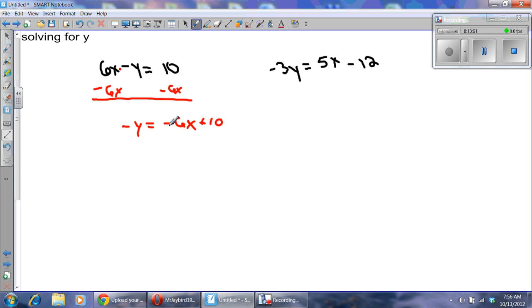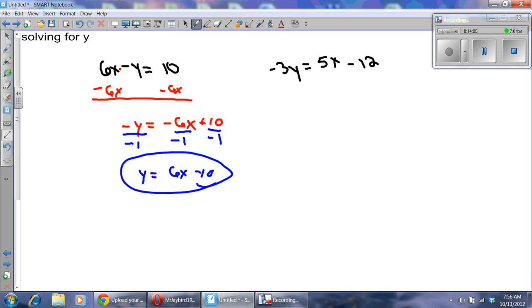Negative, positive. All right, and then I divide by negative 1. Y equals 6x minus 10, and I'm good to go. All right, this one's a little bit less work. The y's almost alone. I'll divide by negative 3 in all 3 places. And when I do that, I will get y equals negative 5/3 x minus 4, and there it is.